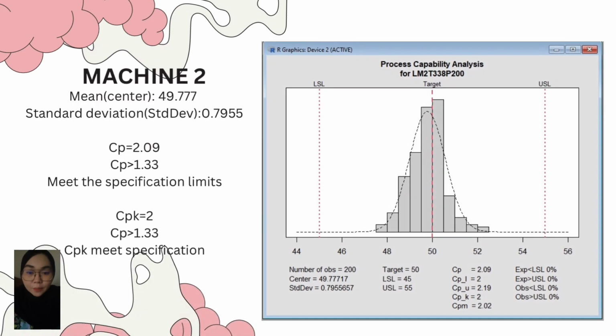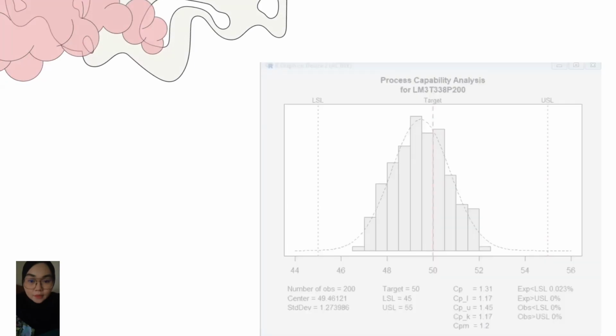This is the process capability analysis for machine 2. The center is 49.777. The standard deviation is 0.7955. The CP is equal to 2.09, bigger than 1.33. It means it meets the specification limit. The CPK equals 2, bigger than 1.33, meaning that the CPK meets the specification.